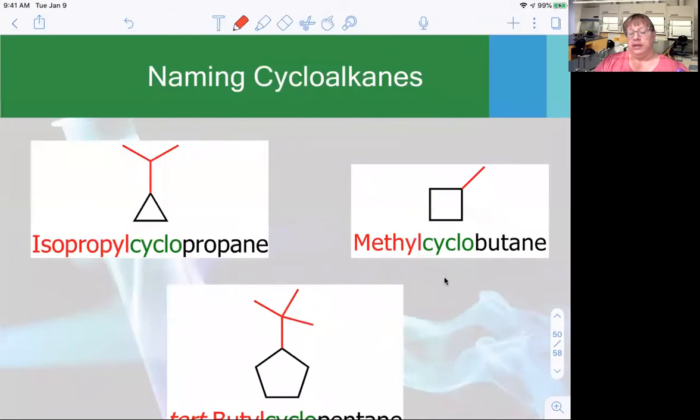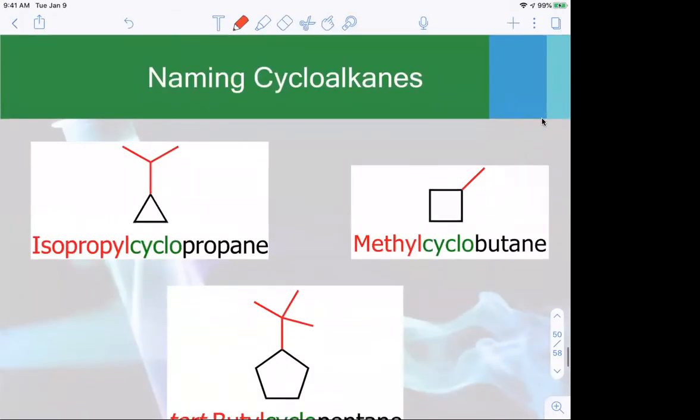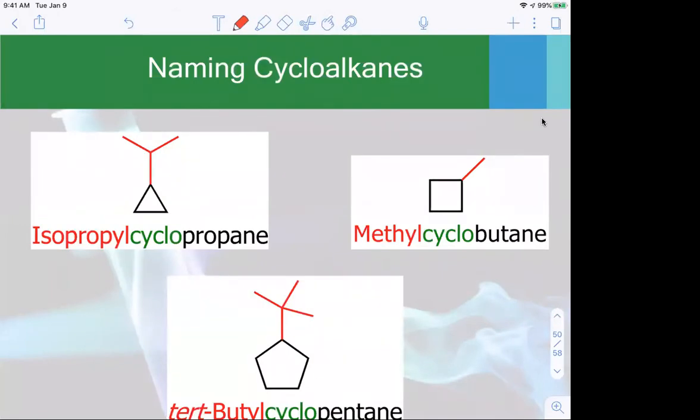Okay, so we left off before with naming open chain structures of alkanes. And now we're going to finish up with cycloalkanes. And then we're also going to finish up with trying to tie in nomenclature with other functional groups that we've become familiar with at the end of Chapter 1.